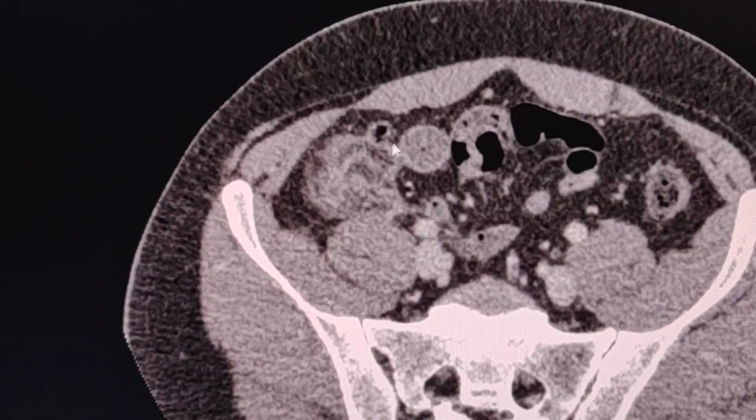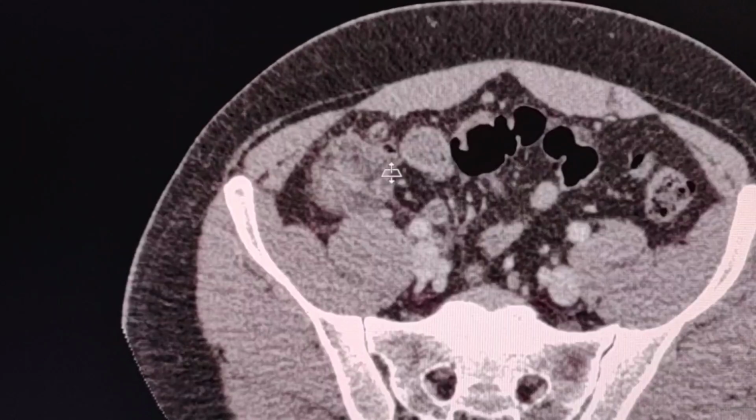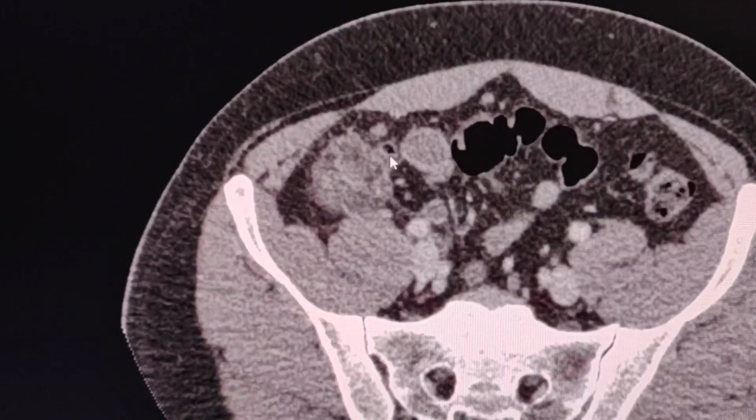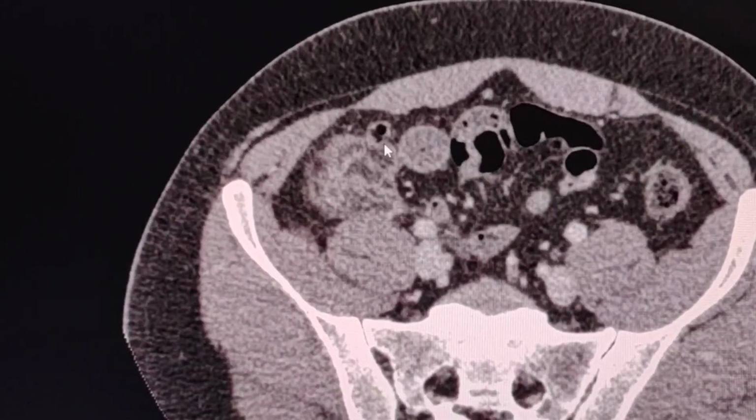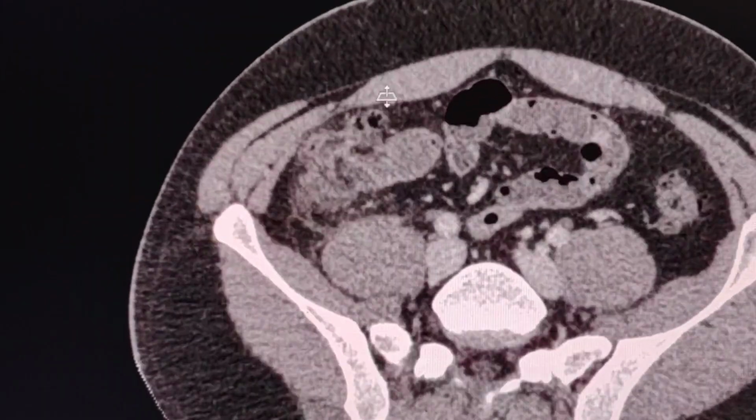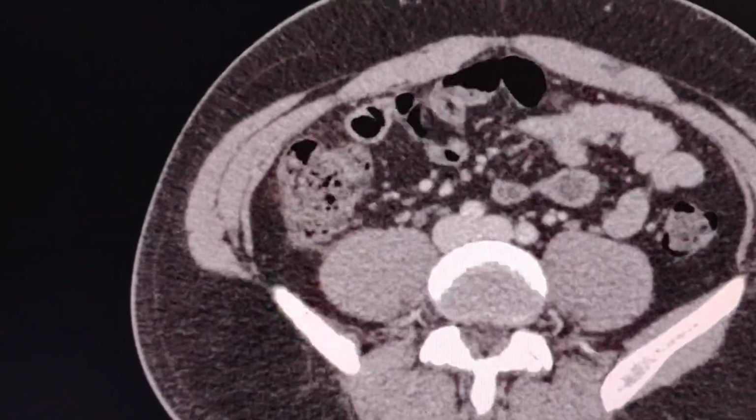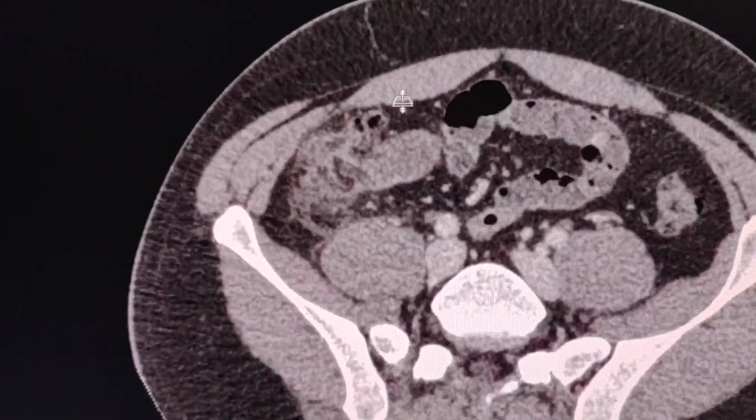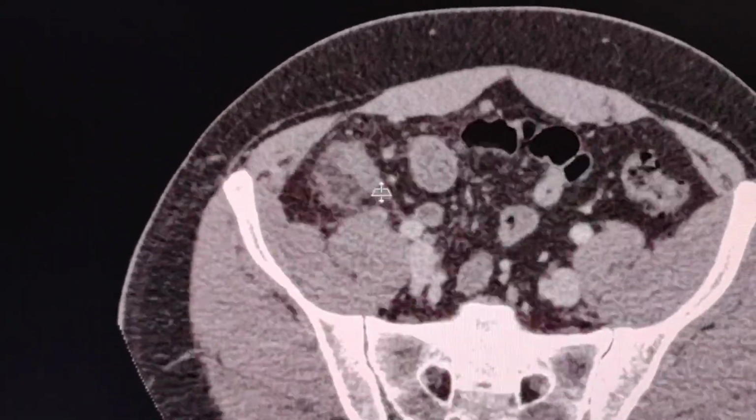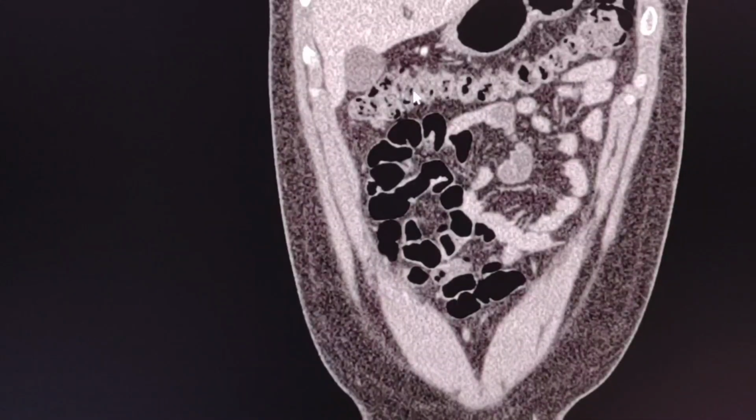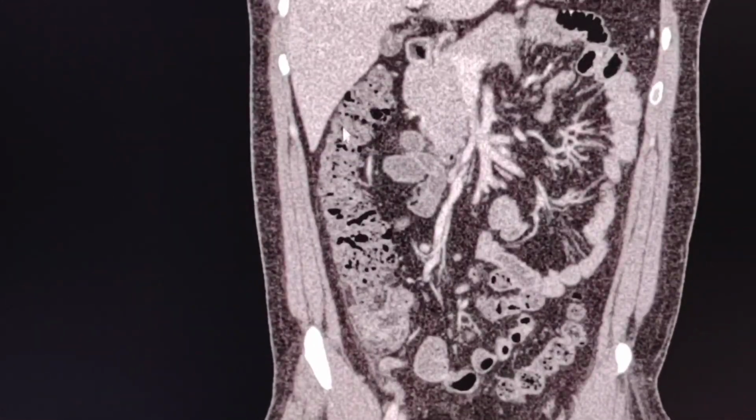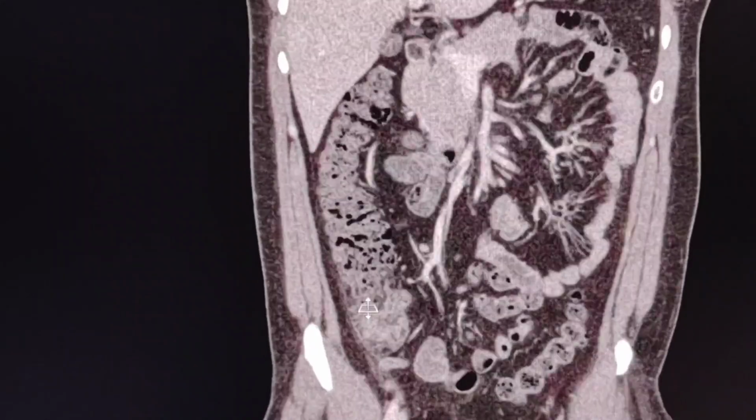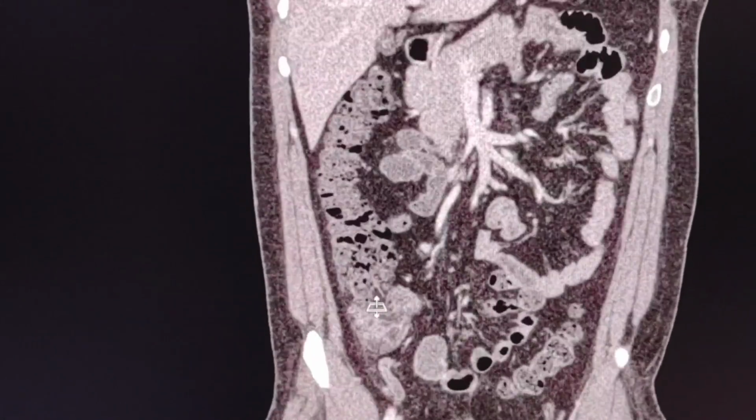It is worth noting that there are some diverticula in the large bowel, and some of them are located in the right colon, as you can see here. But there is no evidence of established diverticulitis. There is moderate fecal loading of the large bowel, particularly of the right colon, but it is not significantly dilated.